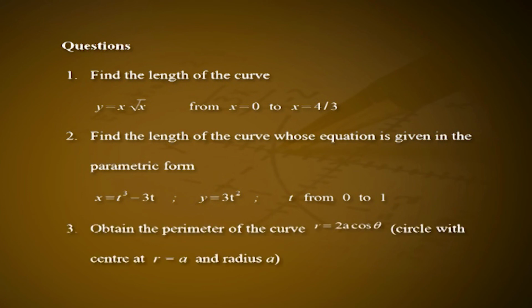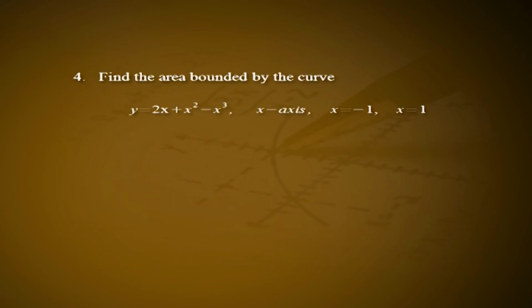Third one, obtain the perimeter of the curve r is equal to 2a cos theta, circle with center at r is equal to a and radius a. Fourth one, find the area bounded by the curve y is equal to 2x plus x square minus x cube, x axis, x is equal to minus 1, x is equal to 1.